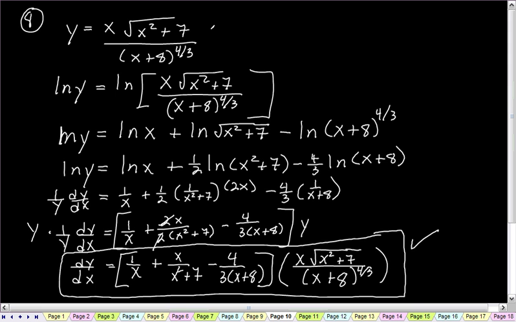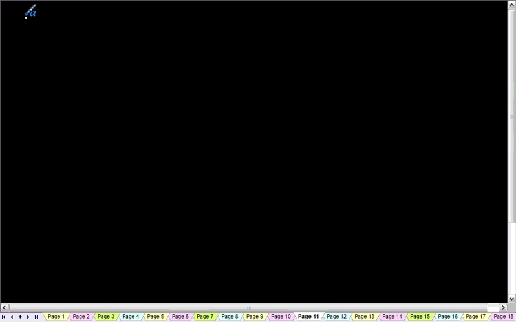Let's do number 9. Number 9. Y is equal to e to the 6 sine of t plus ln of t.